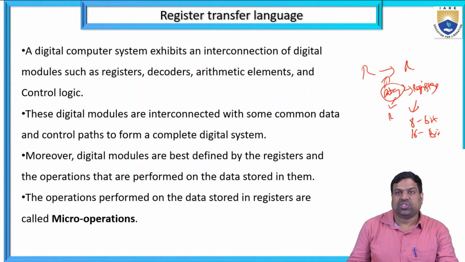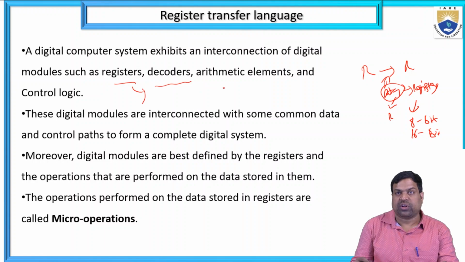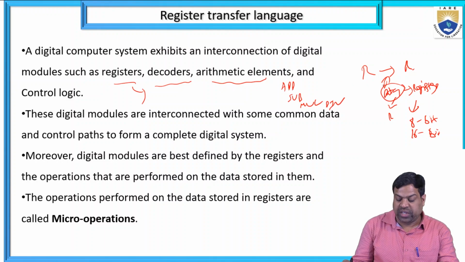A digital computer system exhibits interconnection of digital modules such as registers, decoders, arithmetic elements, and control logic. Decoders means encoder and decoder. Arithmetic elements means arithmetic operations: add, sub, mul, division, like this. And control logic means AND gate, OR gate, NOT gate, like this. So these are the control logic.